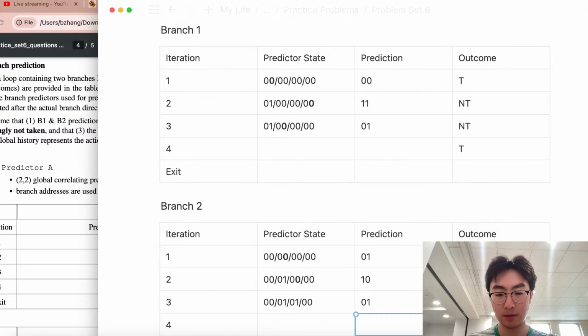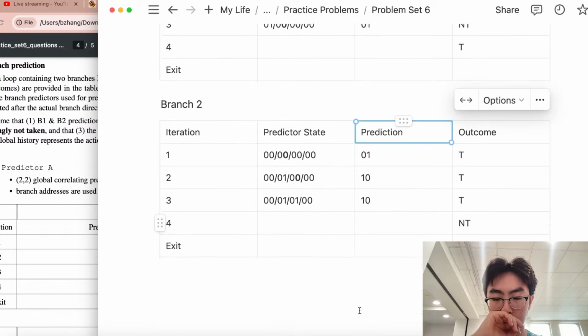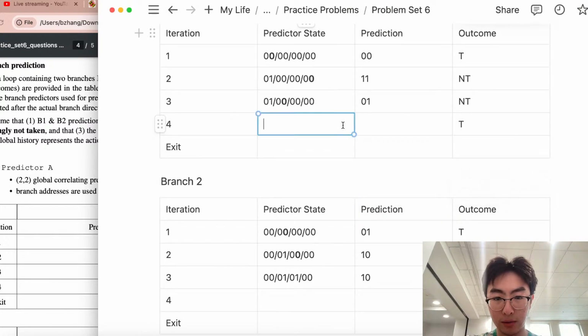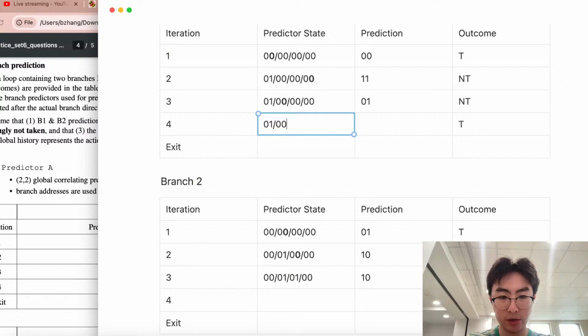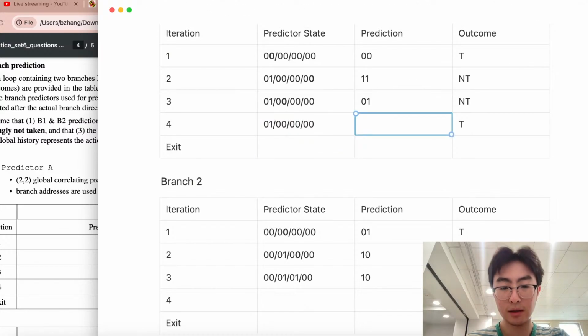So we 1, 0. There we go. Okay, so 1, 0. Then I think on the final iteration now. So we're at 1, 0. It's taken. So we have 0, 1, 0, 0. Yeah, so we don't modify anything here because not taken. Alright.